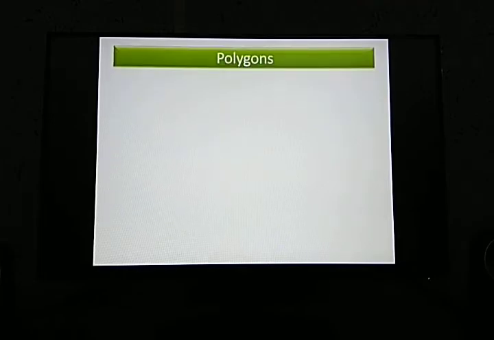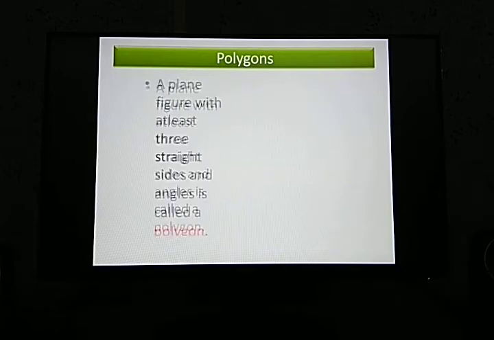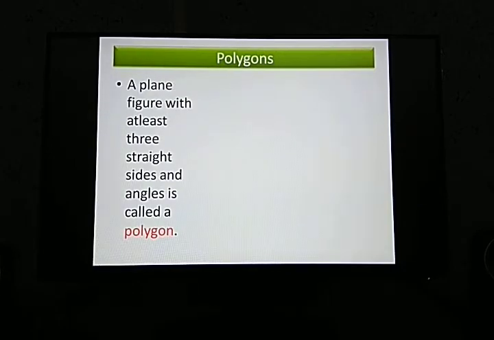Now you might have heard this term before also. In the earlier class also we got this term called polygons. So what are actually these polygons? So let us first look at the definition. A plane figure with at least three straight sides and angles is called a polygon.